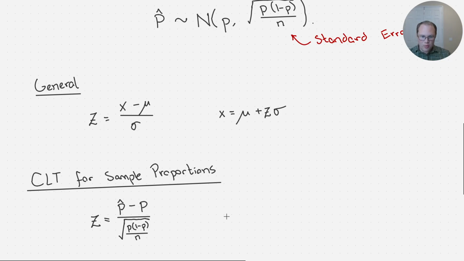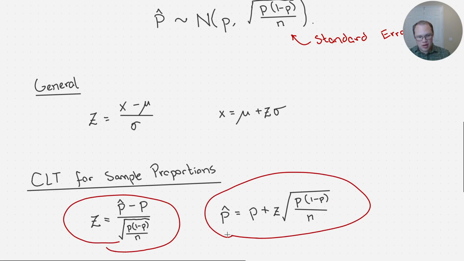And if I rearrange it, we get our particular value p hat equals the mean, which is our population proportion, plus the z-score times our standard error, the square root of p times 1 minus p over n. And so these are the formulas that relate our z-score in a standard normal distribution to a particular sample proportion value p hat in our sampling distribution.